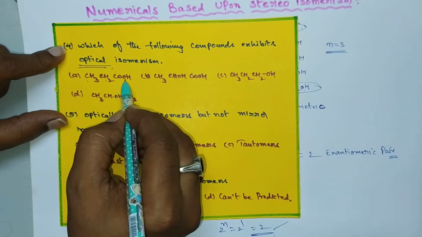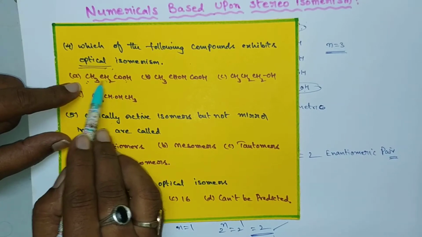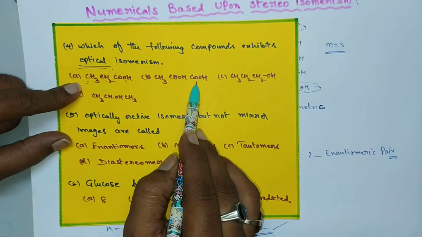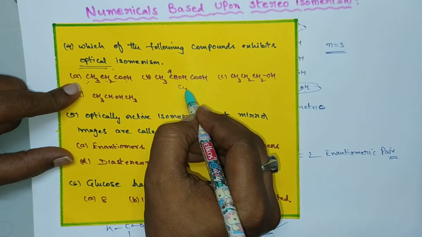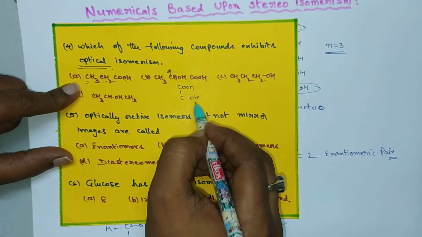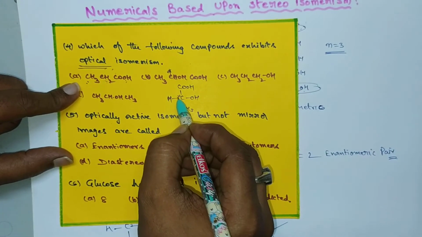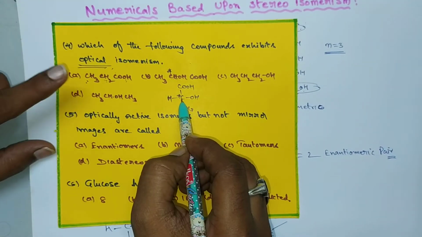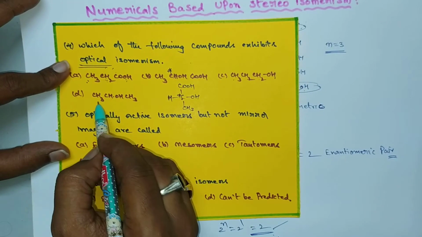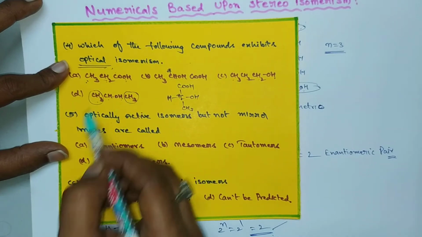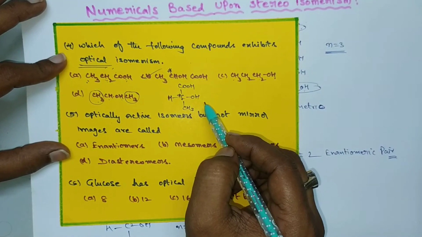Here this one does not consist of any chiral carbons. Okay, COH, CH2 and CH3, these are not chiral carbons. Here CH3, CHOH and COOH, here it is the chiral carbon. In order to understand clearly, let us draw the structure: COOH, CHOH and CH3. So this is the chiral carbon. This consists of one chiral carbon, that's why it will exhibit optical isomerism. Here there are no chiral carbons, and here also there are no chiral carbons. So these two are similar. So this is the correct option. This molecule exhibits optical isomerism.